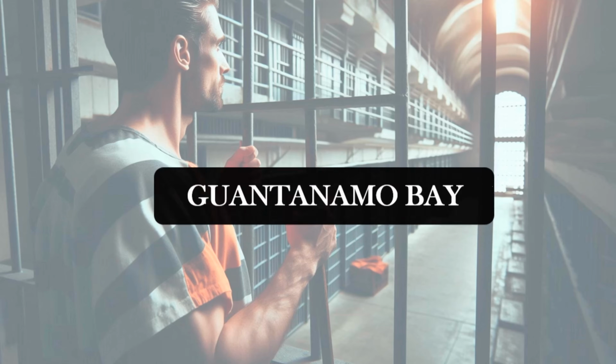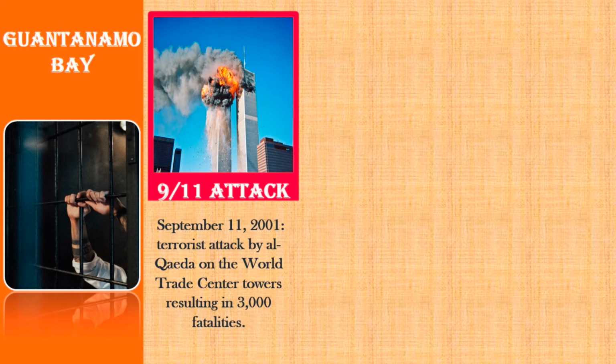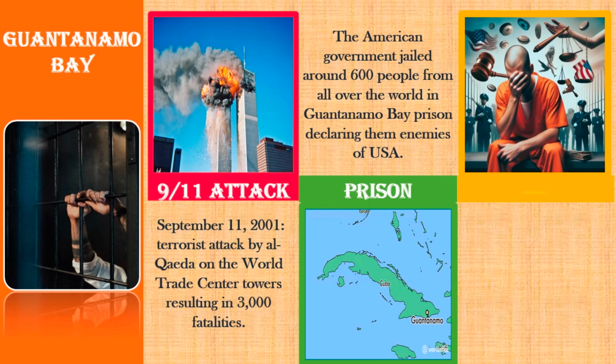First, let's look at the example of Guantanamo Bay, where prisoners were denied basic human rights. On 11 September 2001, terrorists from Al-Qaeda attacked the World Trade Center in New York using hijacked planes. The Twin Towers collapsed, and around 3,000 people lost their lives. After 9 November, the US government detained around 600 people from various countries at Guantanamo Bay prison, accusing them of being enemies of the US.